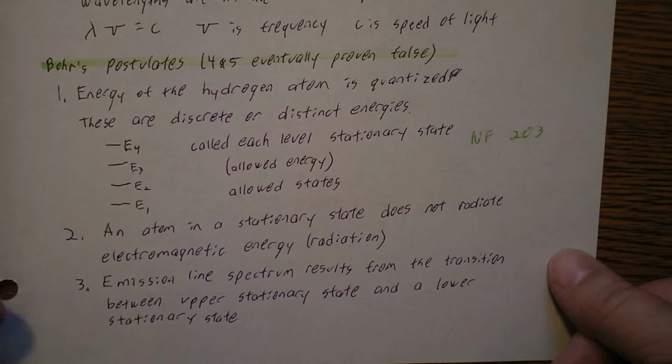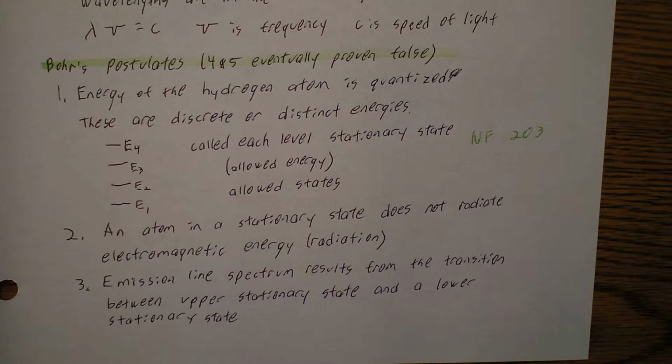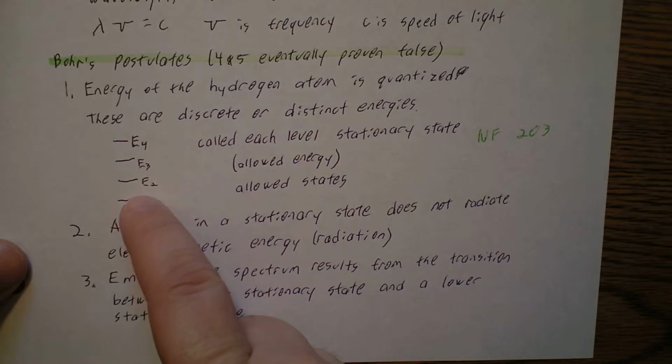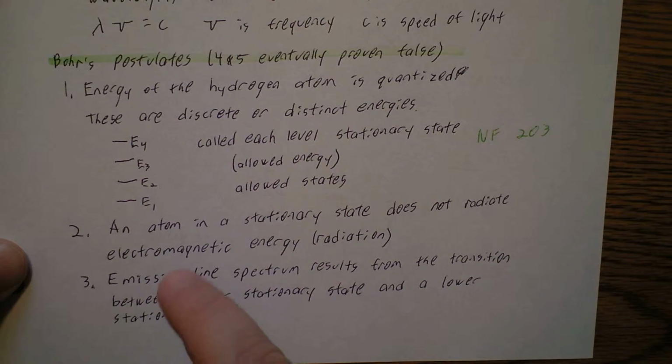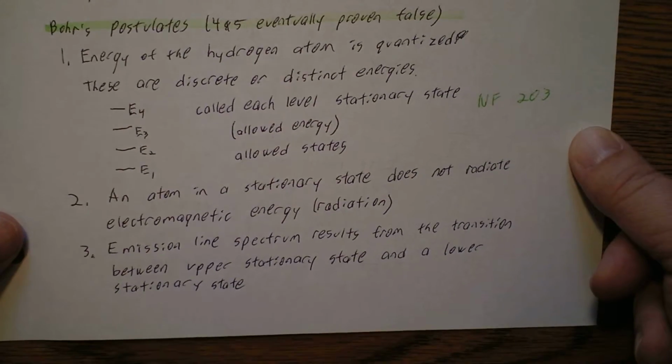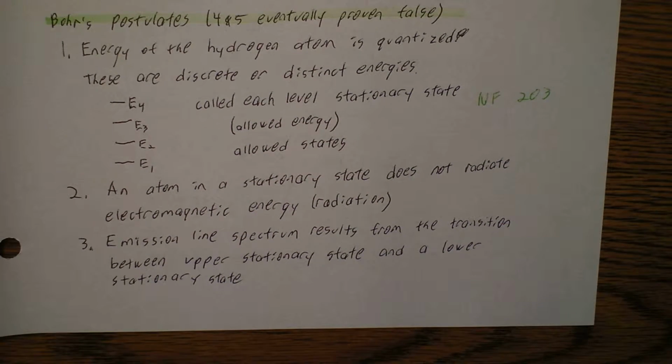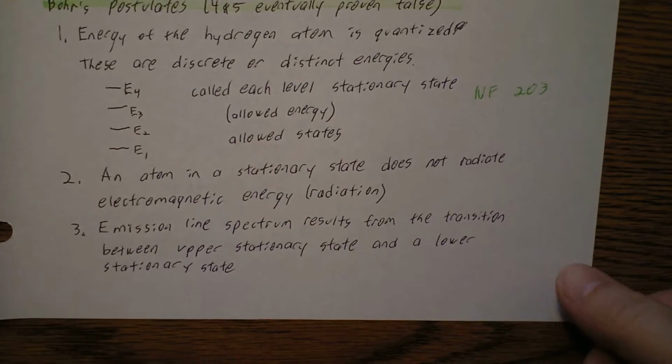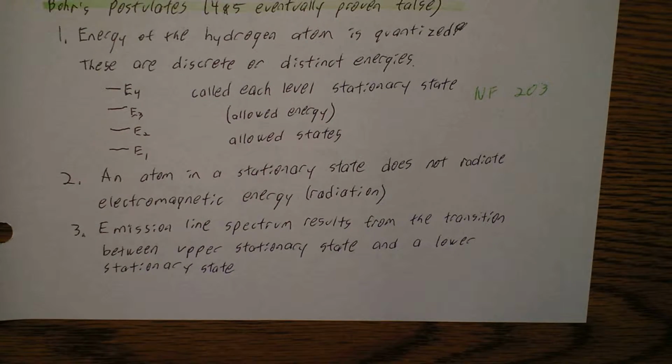So number 1, the energy of the hydrogen atom is quantized. These are discrete or distinct energies. So you have energy 1, energy 2, energy 3, etc. Each one of these is called a stationary state, or an allowed energy, or an allowed state. Okay, the second postulate: an atom in a stationary state does not radiate electromagnetic energy, or radiation. The third postulate: emission line spectrum results from the transition between an upper stationary state and a lower stationary state.